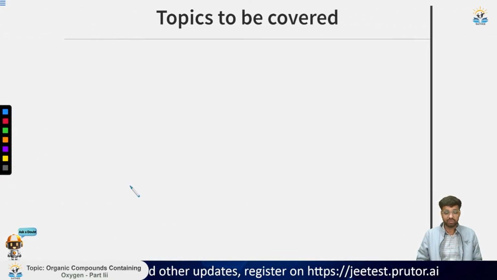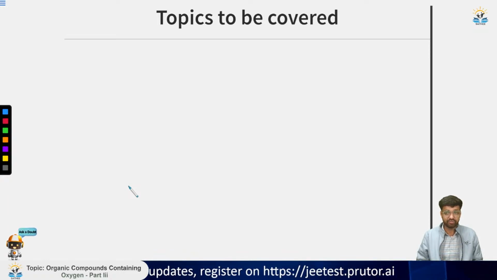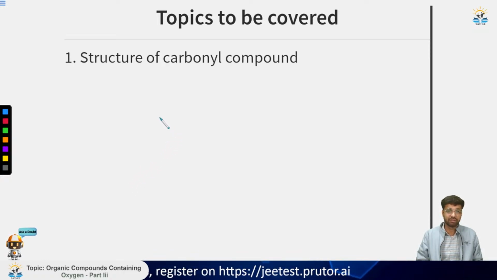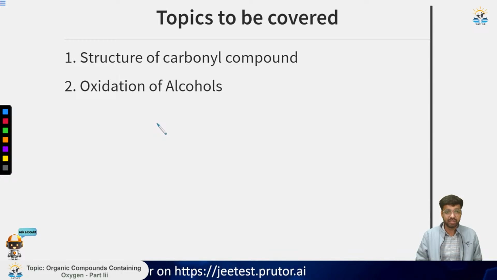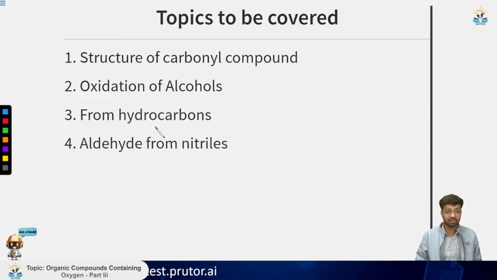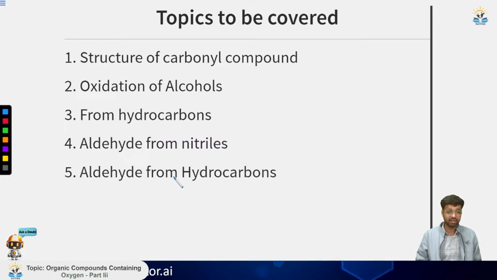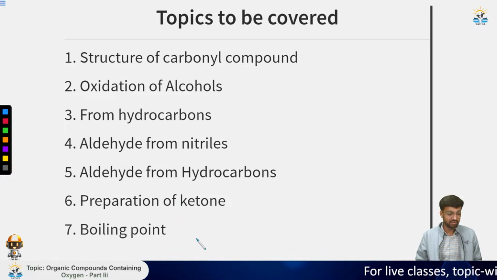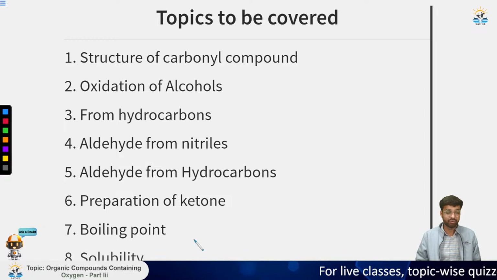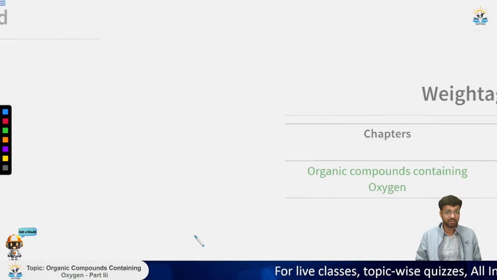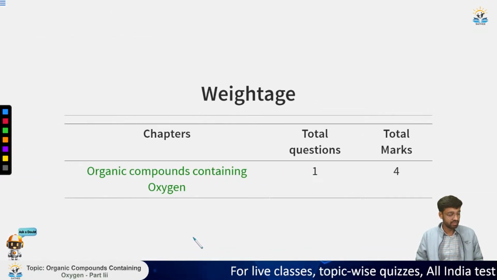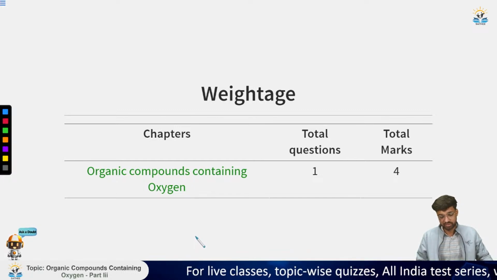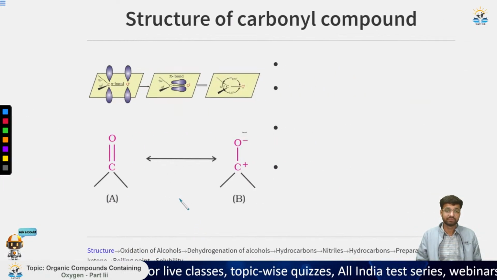Before starting that, let us see the topics in a brief way. It includes the structure of carbonyl compound. Then we will see the oxidation of alcohol for the preparation of the carbonyl compound, then from hydrocarbons, then from nitriles, and aldehyde from nitriles. Then we will see the preparation of ketone also. Then we will move to their physical properties: first boiling point and second solubility. So this is the weightage. You have seen it earlier also. On average one question of 4 marks comes from this chapter.